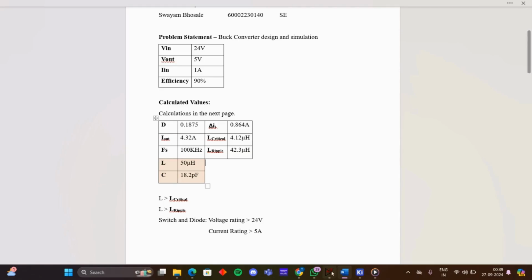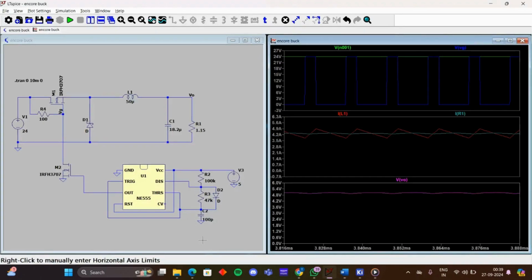Moving on to LT Spice for simulation. Here is the schematic of the circuit that we've made. It is a standard DC buck converter based on non-isolated topology. For the switching, we use two MOSFETs along with an IC555.